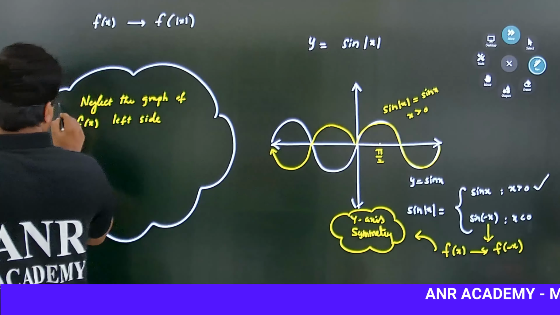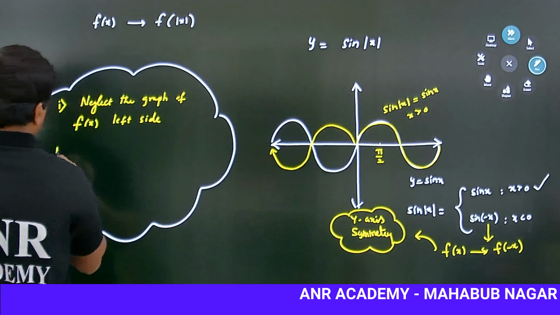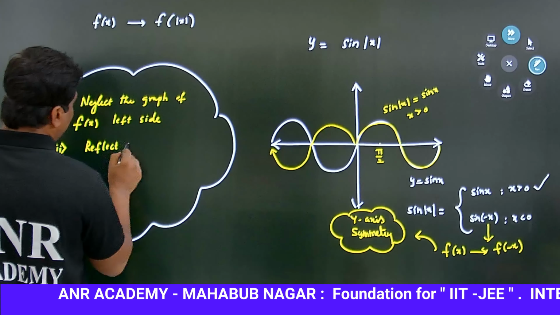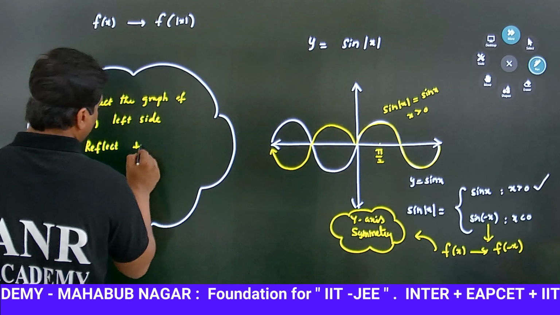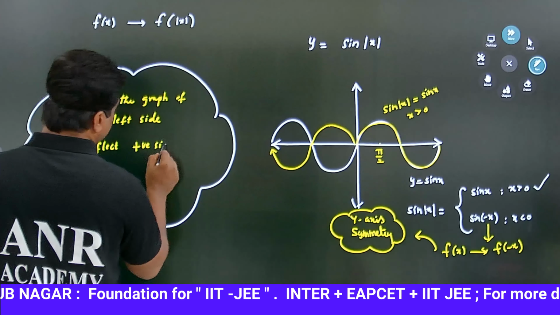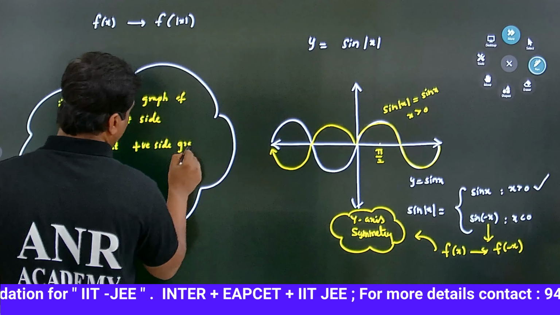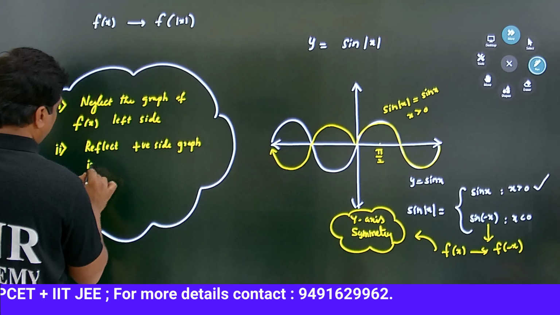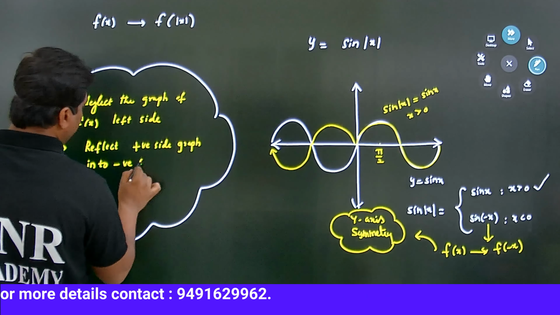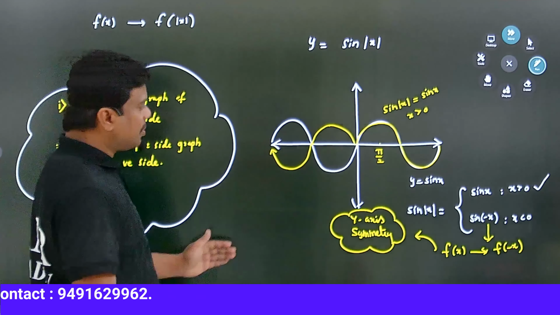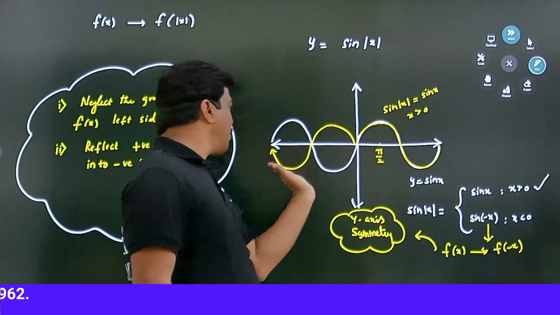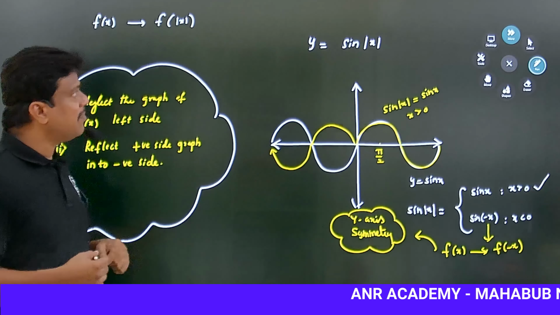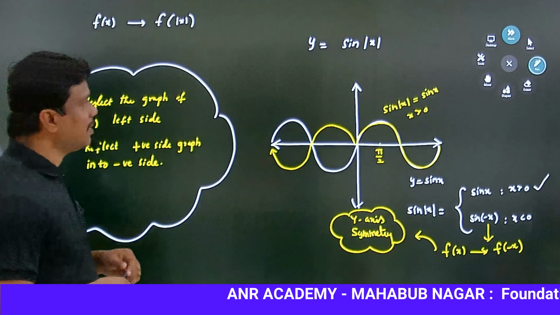First you have to neglect the graph of f of x on the left side, and second point, reflect the positive side graph into the negative side. This positive graph you have to reflect towards negative. So this is the transformation from f of x to f of mod x.